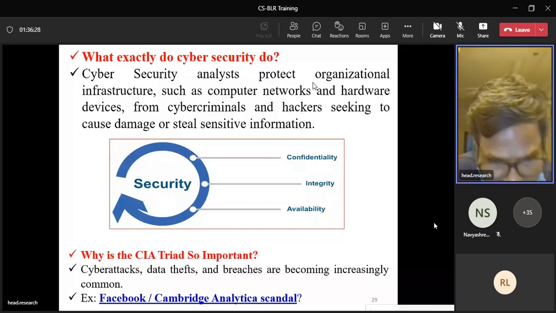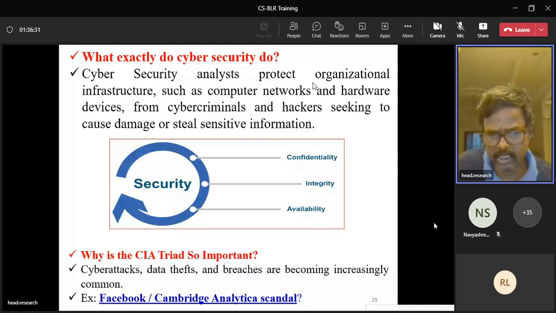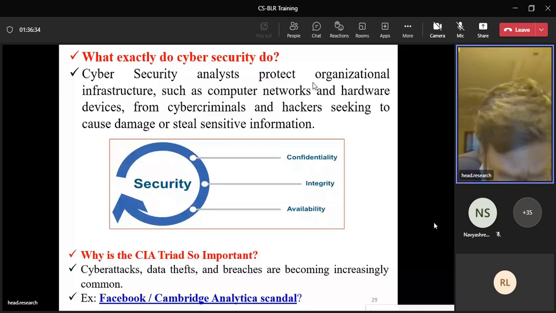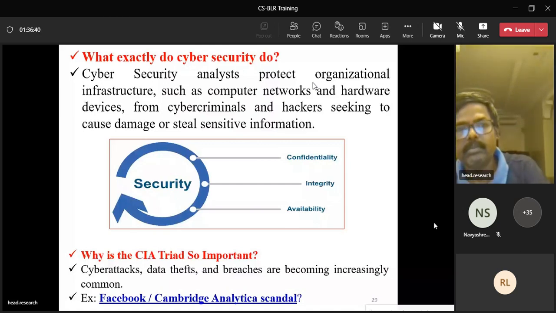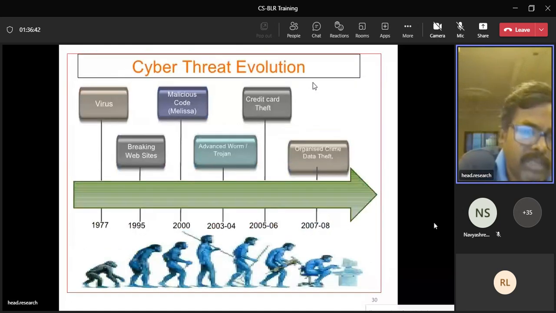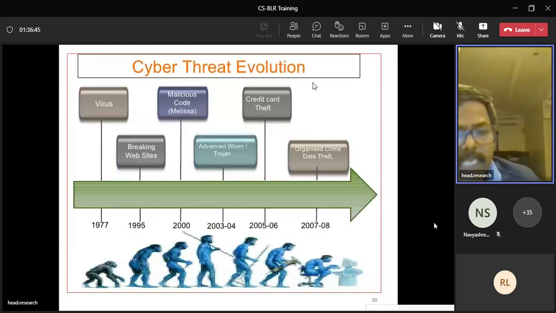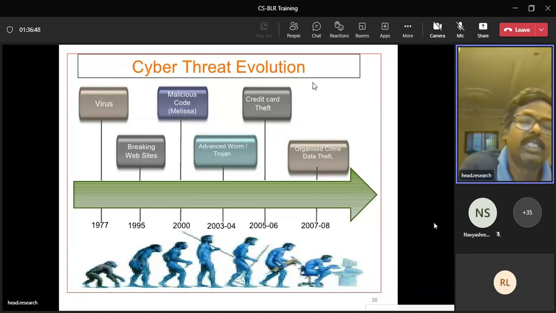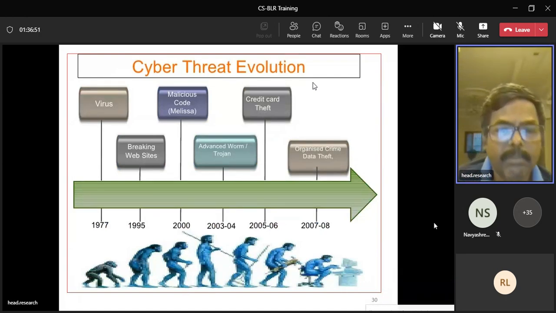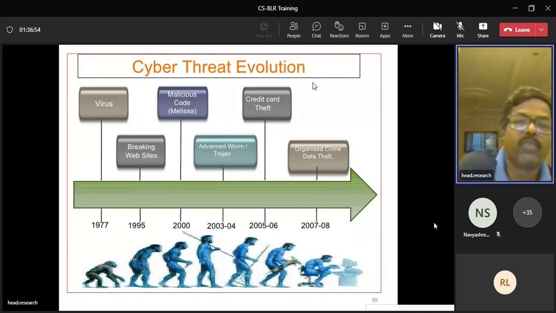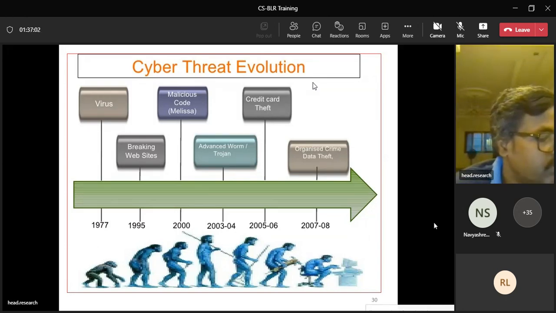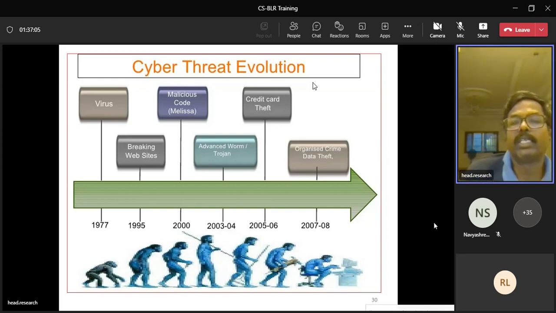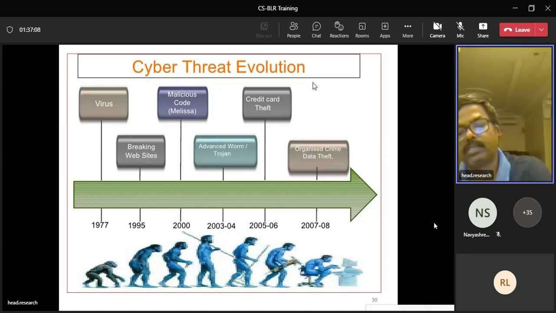Cyber attacks or data thefts and breaches are becoming increasingly common. For example, the Facebook Cambridge Analytica scandal. So, cyber threat evolution: 1977 virus came, 1995 breaking websites, 2000 malicious code, Melissa came, 2003 to 2004 advanced worm intrusion, 2005 to 2006 credit card theft, 2007 and 8 organized crime.